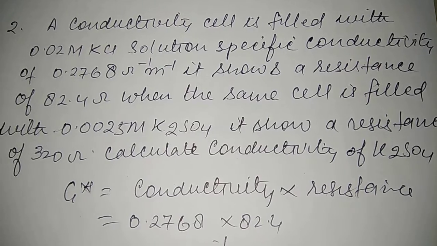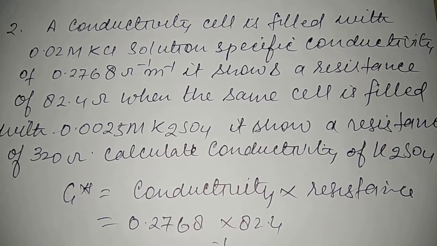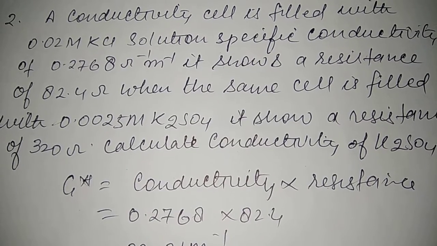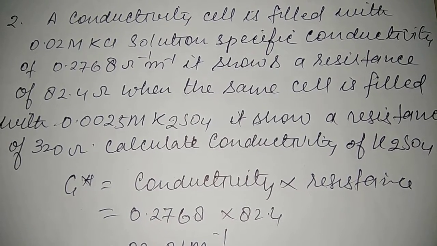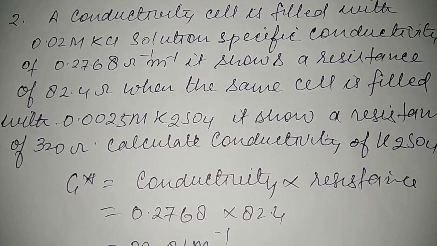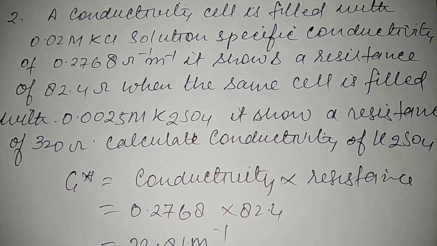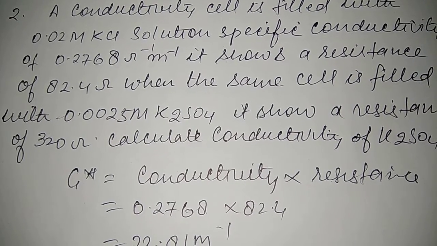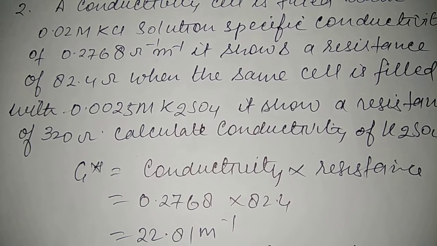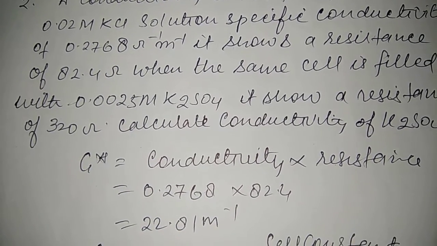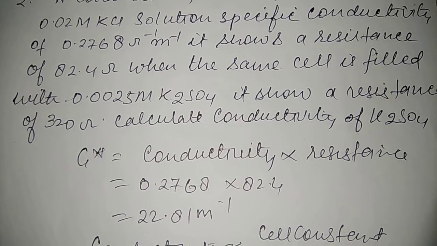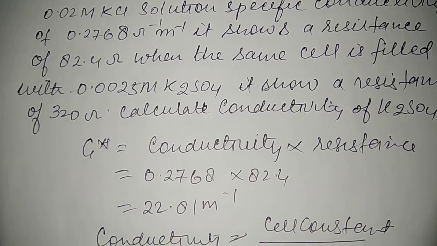After that we come to the next question. A conductivity cell is filled with 0.02 M KCl solution, whose specific conductivity is 0.2768 per ohm per centimeter. It shows a resistance of 82.4 ohm. When the same cell is filled with 0.0025 M K2SO4, it shows a resistance of 320 ohm. Calculate the conductivity of K2SO4.